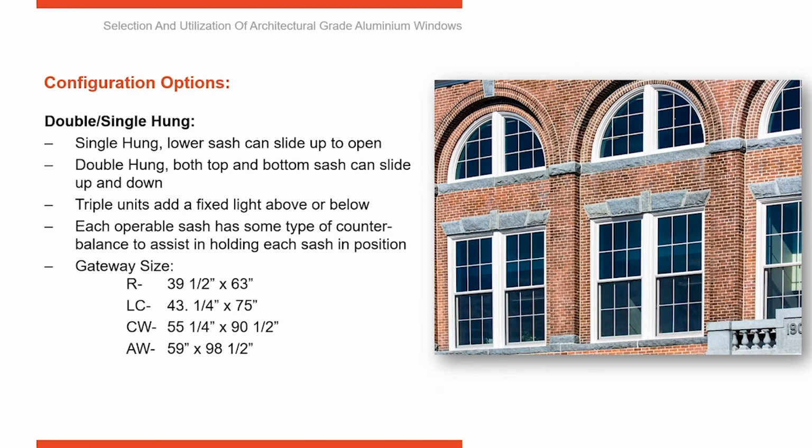So here's an example of some hung windows. These are typically seen in historic renovation. A lot of the older buildings we have in the United States were built originally with double hung or single hung windows. So here are examples of newer, modern, thermally broken, insulated double hung windows used in a historic renovation. A good example of a nice double hung product.